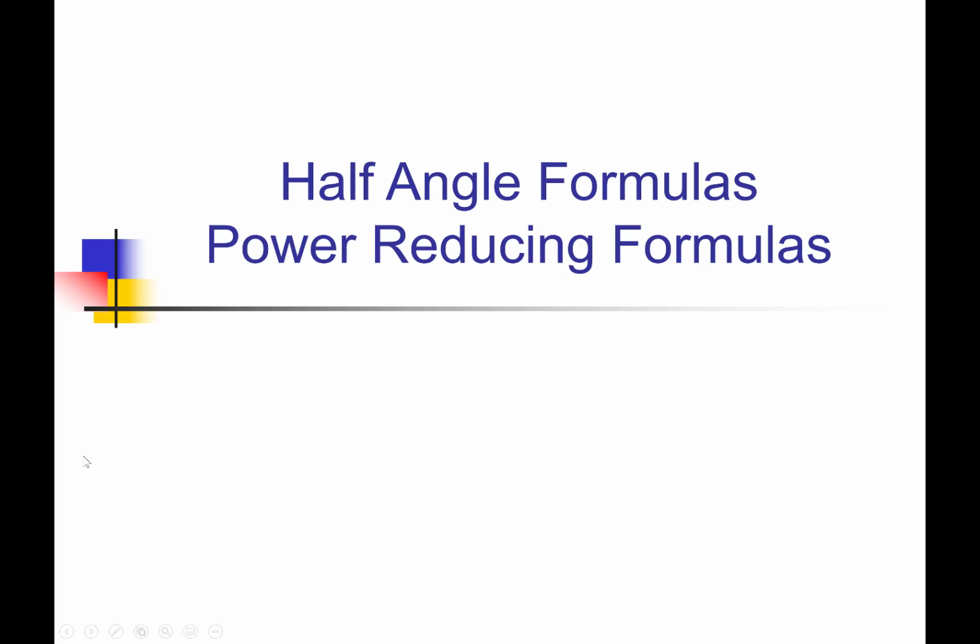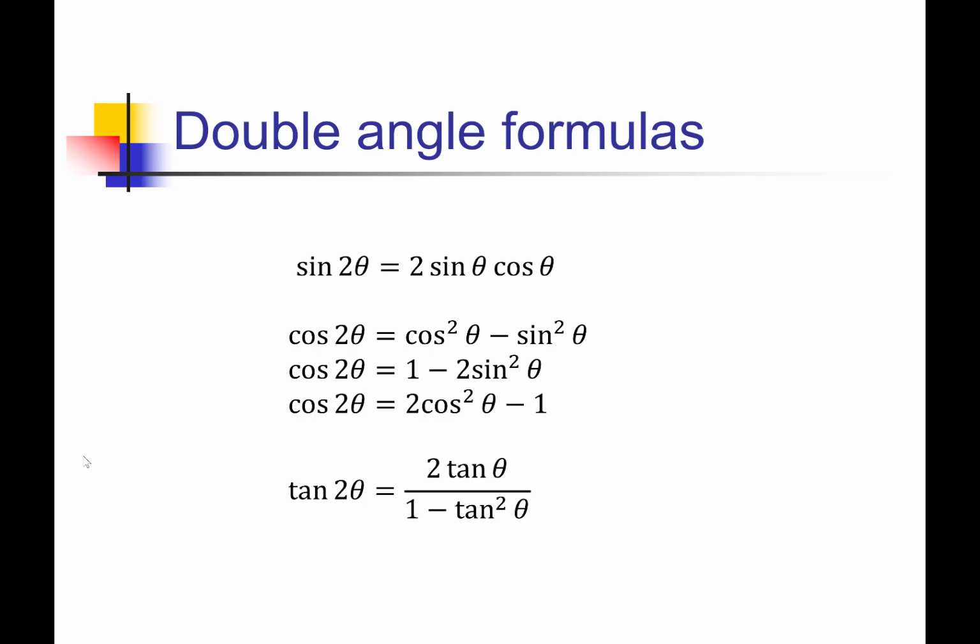We started off with our cosine difference formula, and we went from there. We created our sine and tangent difference formulas. We created our sum formulas. Now we're going to look at half angle formulas and power reducing formulas. And these will come from the double angle formulas. Again, those came from our sum formulas.